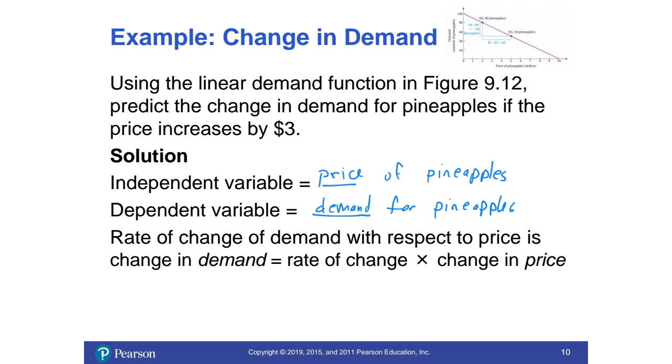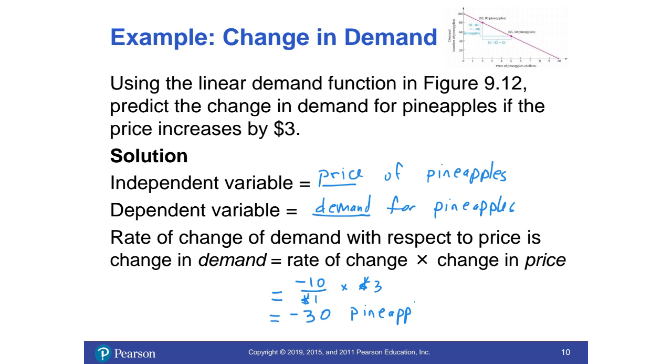So the rate of change rule in this case would be change in demand is equal to rate of change times the change in price. Well, the change in demand is what we're trying to figure out. That's what the example asks us to figure out. And we know what the rate of change is. We calculated that. The rate of change is -10 for every $1. And the change in price is given to us. The change in price is it goes up by $3. So that's $3. So dollars cancels with dollars, and we're left with -10 times 3, which is -30 pineapples.